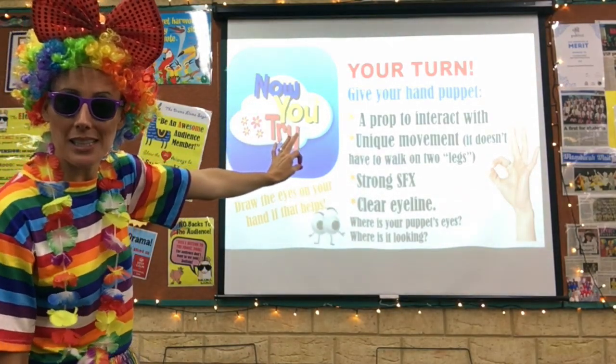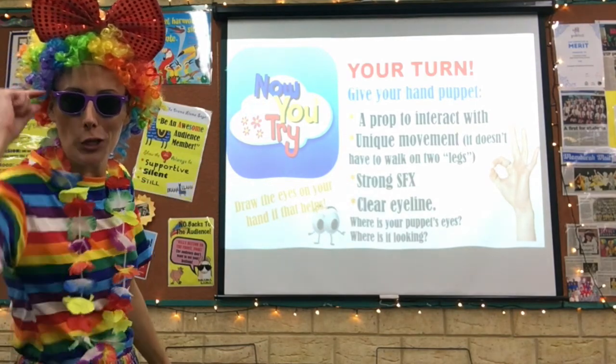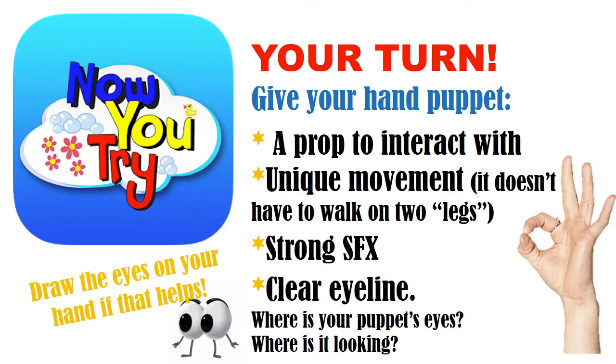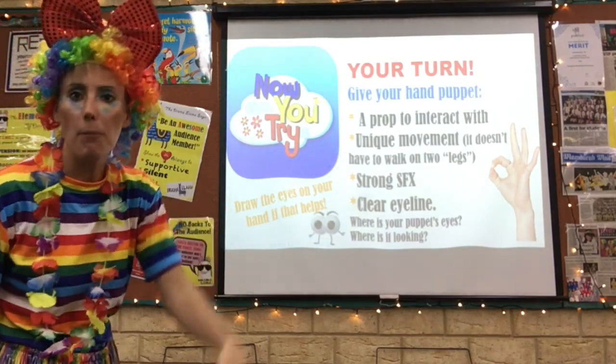These are your steps to success right here on the board. Can't read them because my sunnies are too dark. So have a look at your success criteria. You need a prop to interact with. You need to give your hand puppet unique movement. It doesn't have to walk on two legs, you know. It could move all sorts of ways, squelching, slithering. You need to have strong sound effects, really strong, really loud. Don't be shy, just blurt them out.